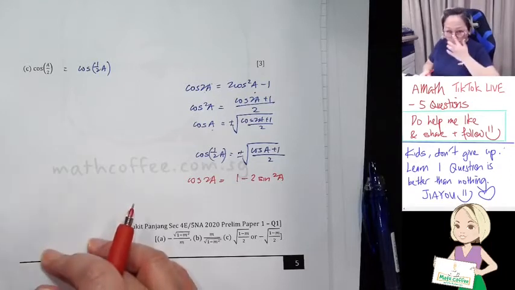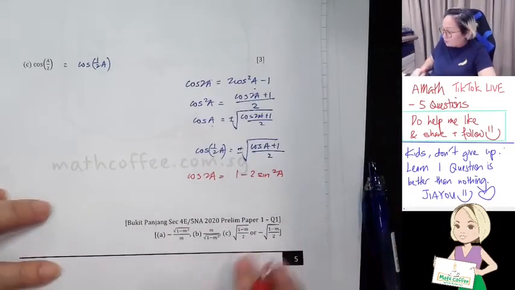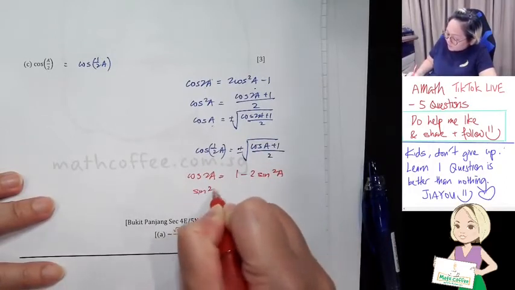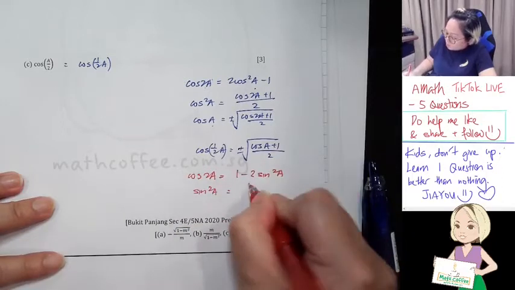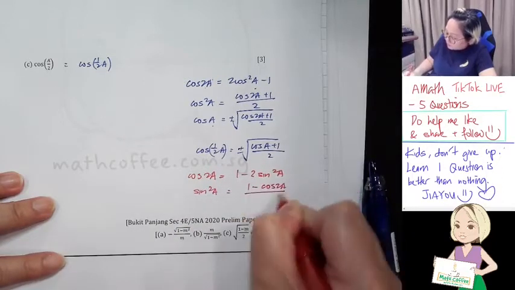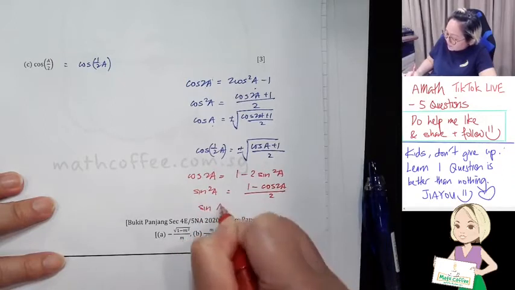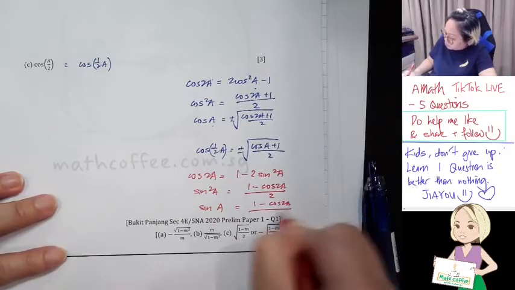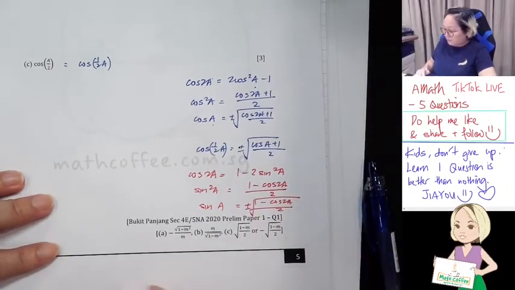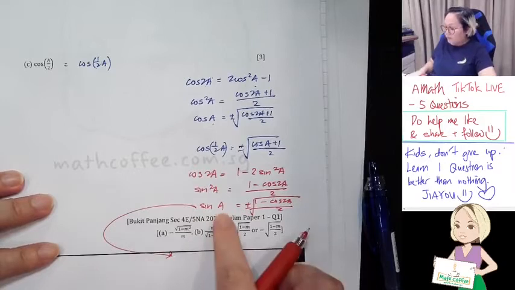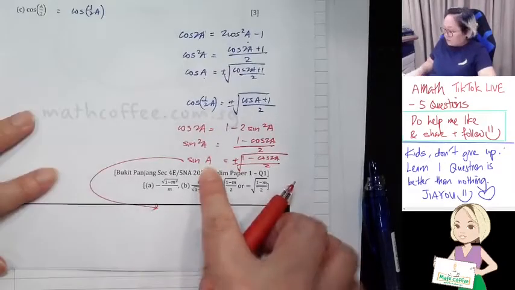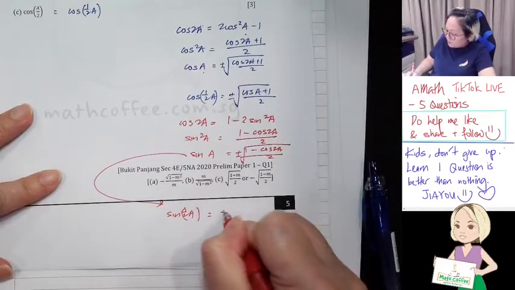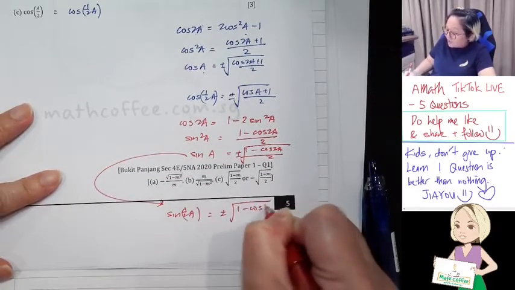Okay, then after that, I'm going to make sine square A the subject. So bring over, sine square A will be equal to 1 minus cosine 2A over 2. And same thing, sine A equals the square root of 1 minus cosine 2A over 2, with a plus minus. Then apply the same concept. This side, I'm going to put it as half A. So it becomes sine half A equals plus minus square root of 1 minus cosine A over 2.